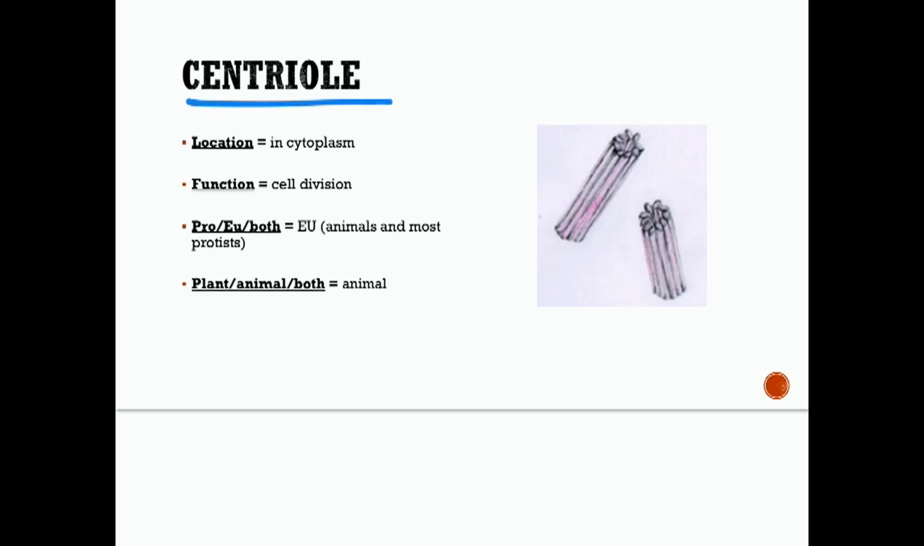Next is the centriole. Its location is in the cytoplasm. Its function is for cell division. So when we get to the topic of mitosis, it helps with that cell division, pulling the cell apart. And just in eukaryotic cells, animals and most protists, and only in animal cells, not in plant cells.